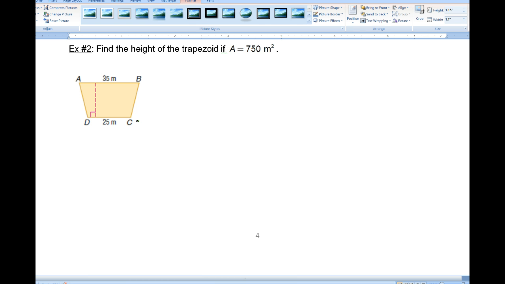Okay, so now we want to work backwards. We have the area. See if you can find the height. Just goes downhill from that point. Did we find it? Thank God. I got it.